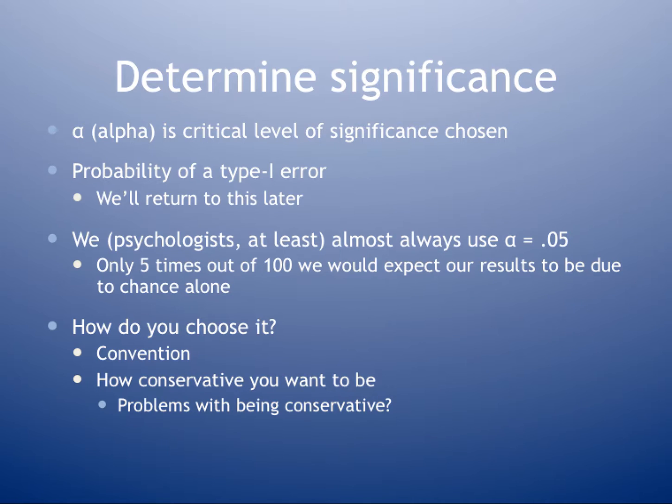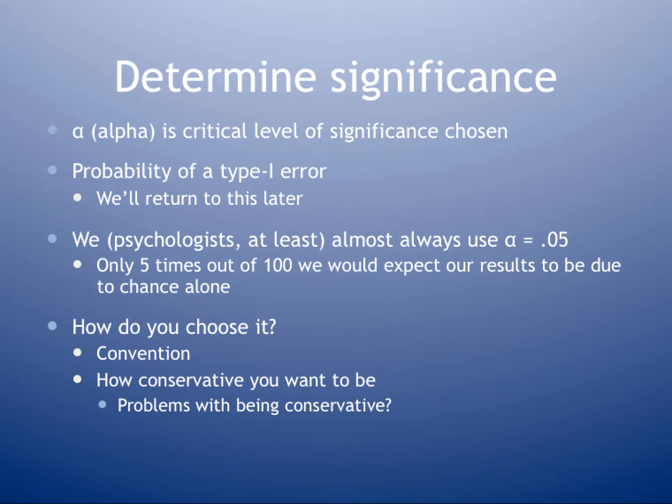And in psychology, we almost always use 0.05. And what that tells you is that 5 out of 100 times, we would expect the results that we found to be due to chance. That's what probability tells us. That 5% of the time, this result that we think is significant might just be chance.